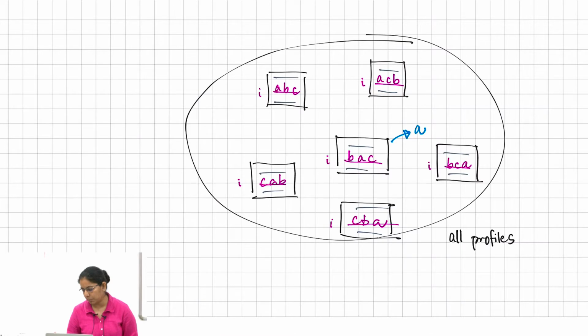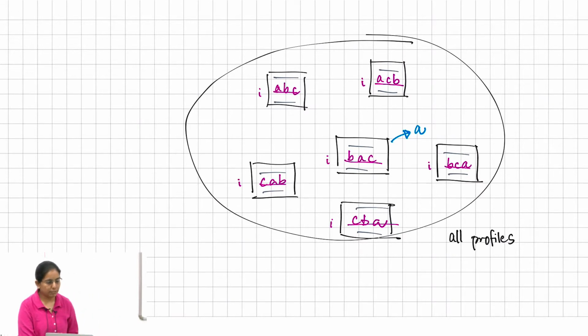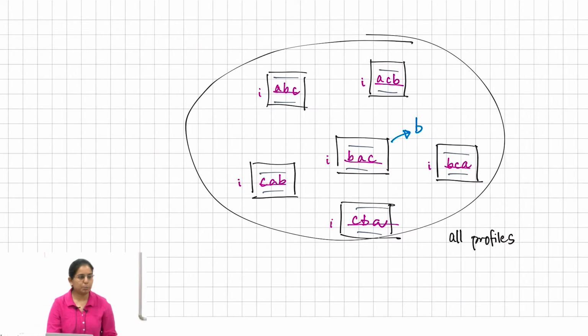So manipulation is simply saying that if F outputs A here, then F should not output B on any of the profiles. If F outputs C here, then F cannot output A or B on any of the other profiles. But if F outputs B here, then F is free to do whatever it wants on the other profiles, because whenever F outputs the top choice of any voter, the voter does not have any incentive to deviate, because she is getting her best option. So this is what the property means.